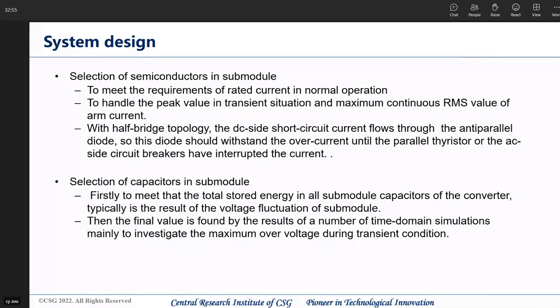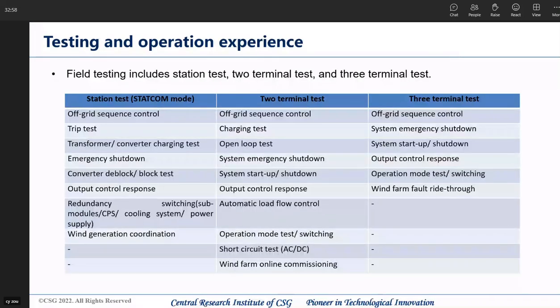After installing the equipment on site, field testing is the final step to verify the system performance. This is the first time we did field testing of VSC. We divided the field test into 3 steps, namely station test, two-terminal test, and 3-terminal test. In the station test, we test all the equipment inside each station and end by running it in STATCOM mode. The 2-terminal and 3-terminal tests verify the overall system performance, including short-circuit tests.